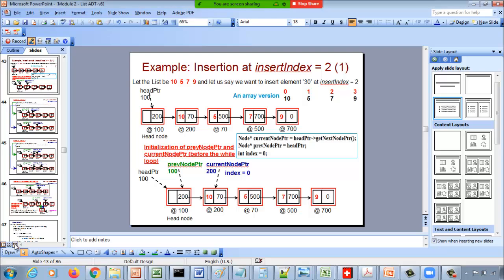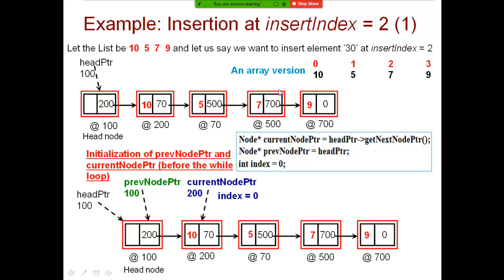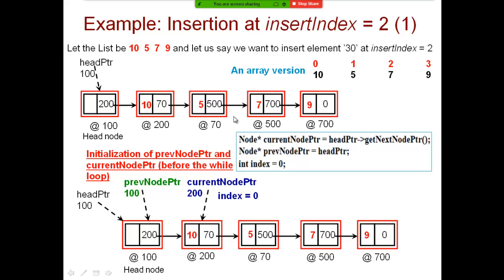Okay, so this statement gives you access to the first data node. The head node, accessed using the head pointer, arrow, get next node pointer returns the address of the node next to the head node, which is this node. And we'll call that the current node, and the pointer that stores the address of that node the current node pointer. So the current node pointer will be this 200, storing the address of this first data node.